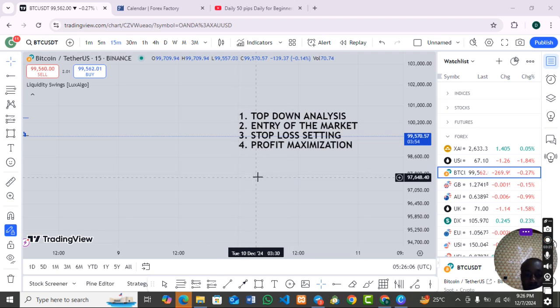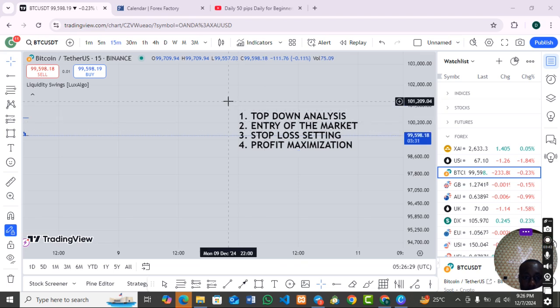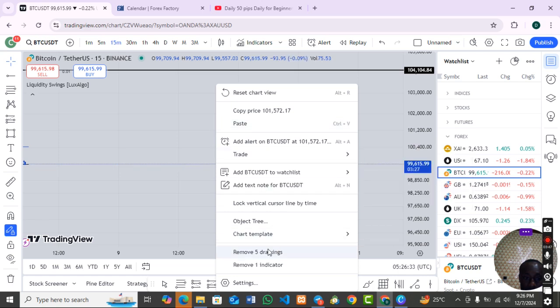So now the first thing that we are going to tackle is top-down analysis. Before we look at the entry of the market, we look at how we are going to set our stop loss, then also maximize profit, taking partials of profits, and also leaving trades to run to hit our full take profit areas. So now, without much ado, let me just do away with these items over here.